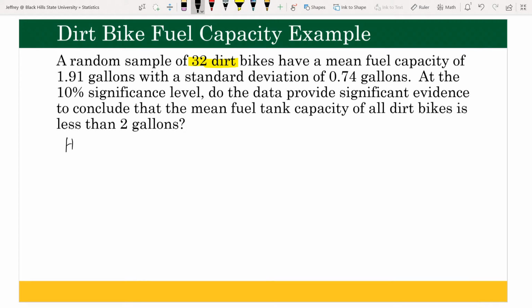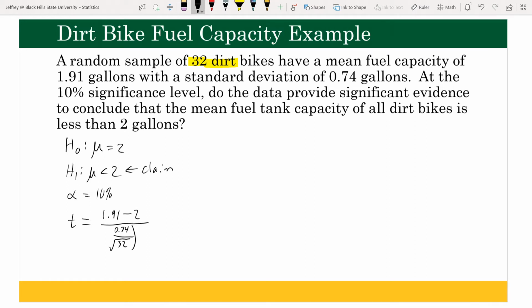So the claim in this case is actually the alternative hypothesis. So that means the null hypothesis is mu equals 2 gallons, and the alternative is that mu is less than 2 gallons. The significance level is 10%, and if we use the formula to calculate the test statistic t, we find that the test statistic is equal to negative 0.688.